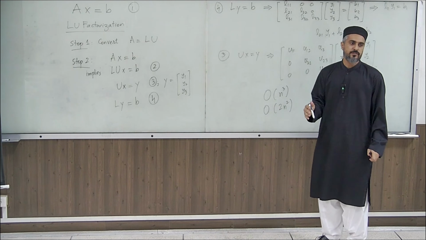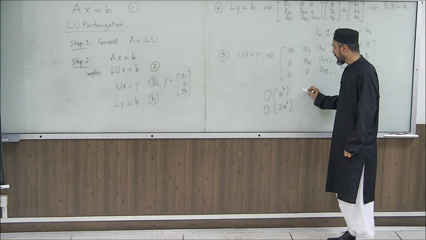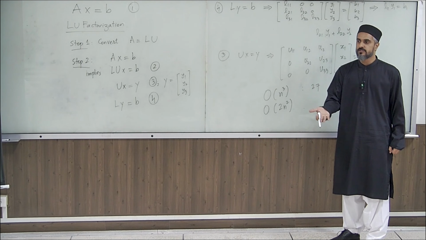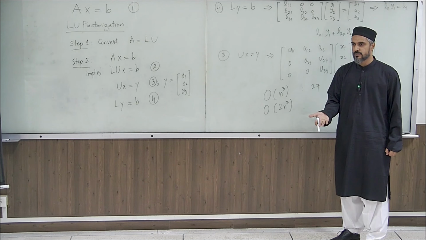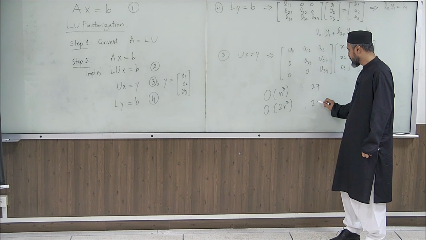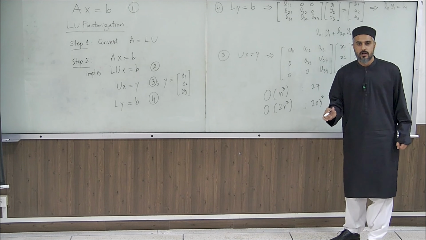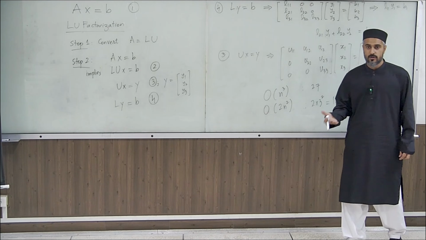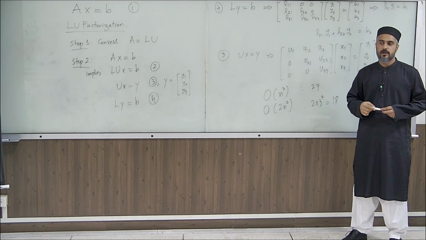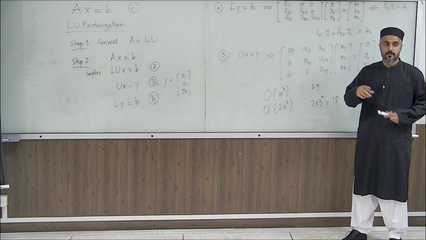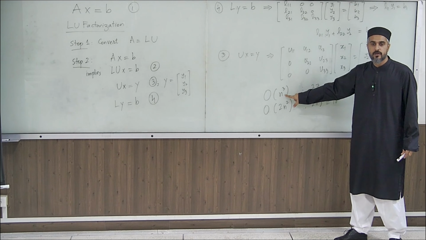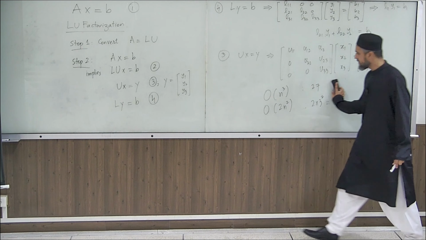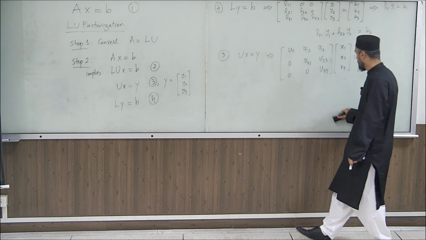What is n cube? It means if you have a 3 cross 3 system, we will have to do approximately 27 operations to get to the solution using Gauss elimination. We have to use 2 into 3 square operations, which is 18, to get to the solution through LU factorization. For larger systems, that's why LU factorization is better. When I say a larger system, n cube will get a very big value as compared to 2n square. So computationally we prefer LU factorization.